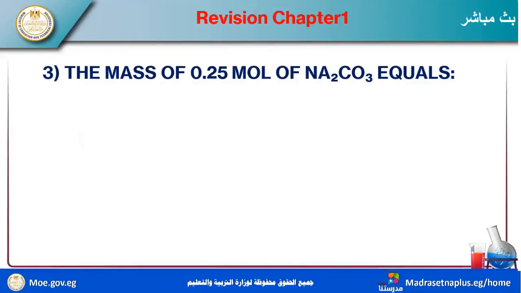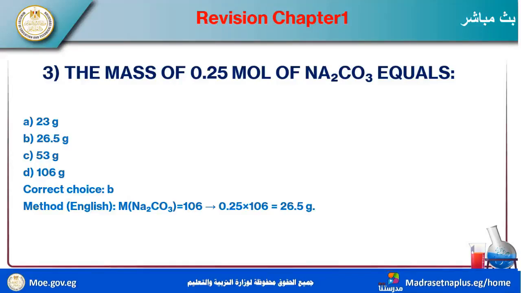The mass of 0.25 moles of Na2CO3 equals what? Now we have 106. This is the molar mass of Na2CO3, equal to 106. Now 0.25 multiplied by 106 equals 26.5 grams. So the true answer is B.